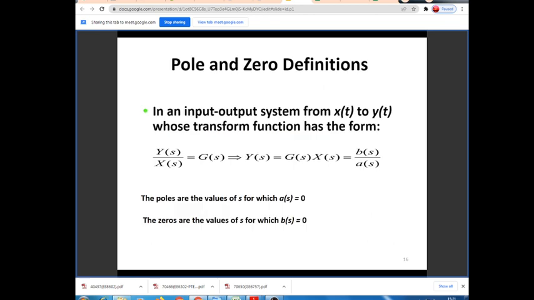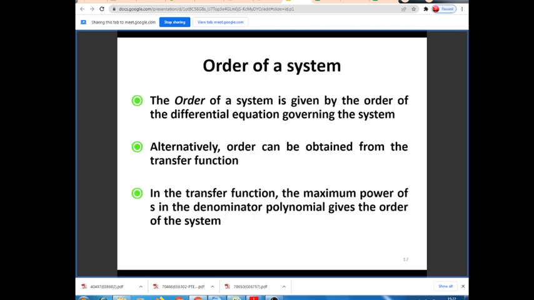For the poles and zeros definition, consider an input to output system, whether x(t) or y(t), whose transfer function has the form y(s) over x(s), which we call g(s). Cross multiplying, we get y(s) equal to g(s) times x(s), that is equal to b(s) by a(s). The poles are the values of s for which a(s) equals 0, and the zeros are the values of s for which b(s) equals 0.